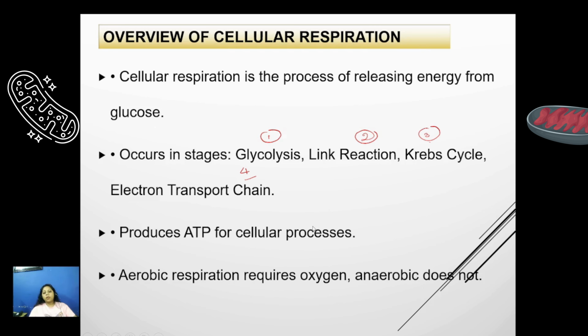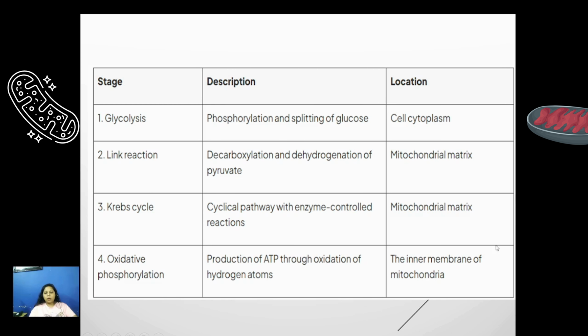Aerobic respiration requires oxygen. Definitely anaerobic doesn't. Now, where the reaction takes place. First of all is the location. Glycolysis happens in the cytoplasm. The product, the pyruvate, then moves inside the mitochondria so that the reaction will occur. Then it leads to the Krebs cycle and finally the oxidative phosphorylation. So these three take place inside the mitochondria while glycolysis is in the cytoplasm.